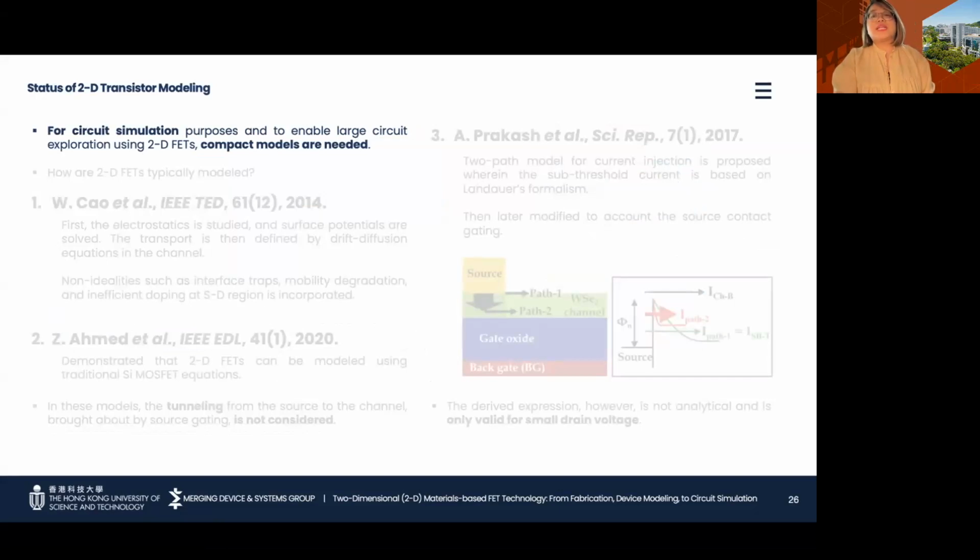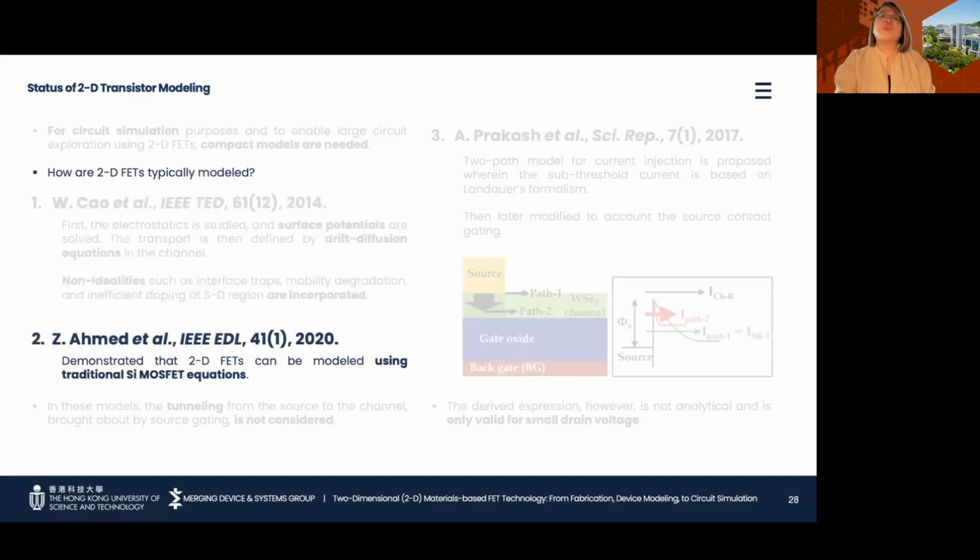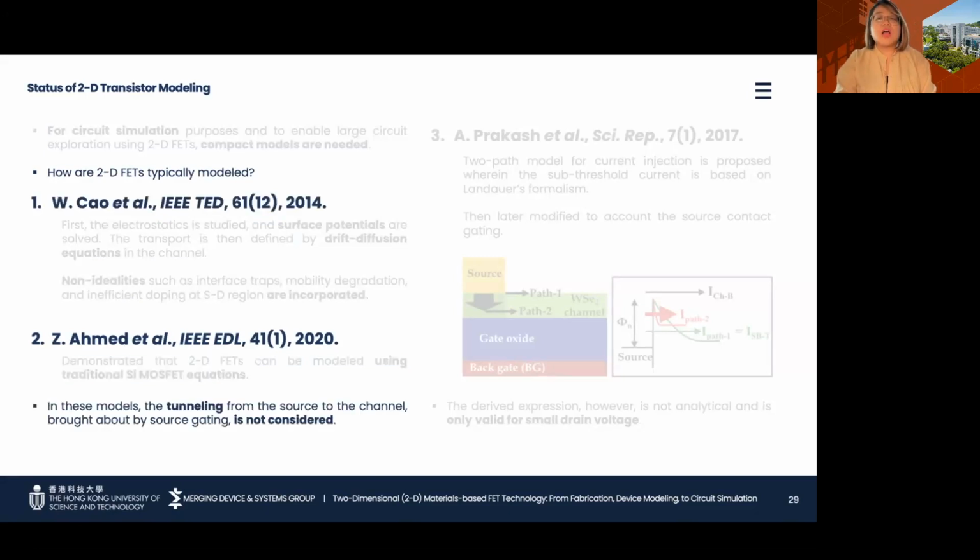In order to facilitate the design of circuits based on 2D transistors, we need to describe their operation in a set of mathematical equations, or what we call a compact model. Existing approaches to model 2D transistors include deriving the surface potential solution in the channel, and then deriving the drain current using drift-diffusion equations. Another solution is to use traditional silicon MOSFET equations to capture their operation. In these models, however, the source gating effect is not considered.